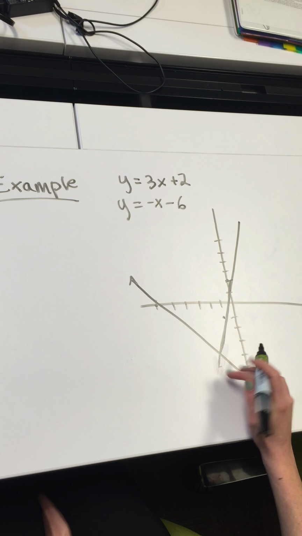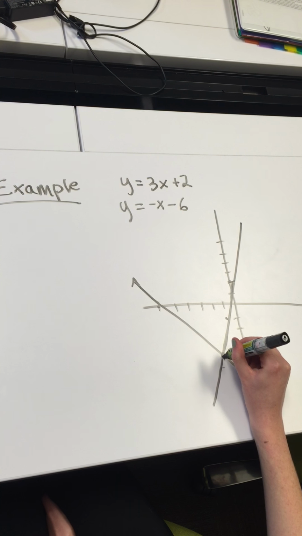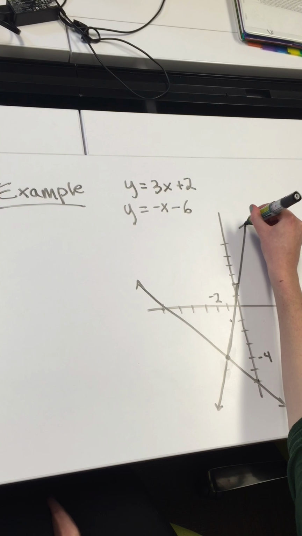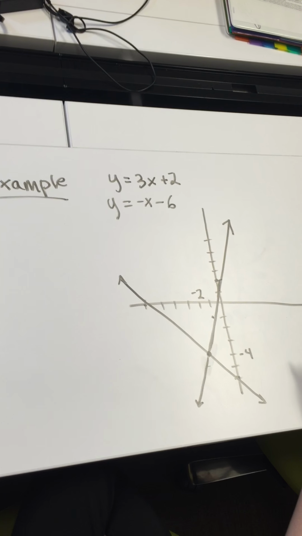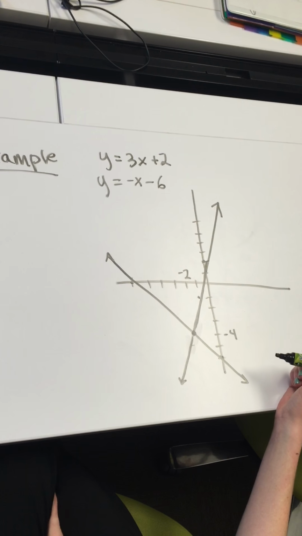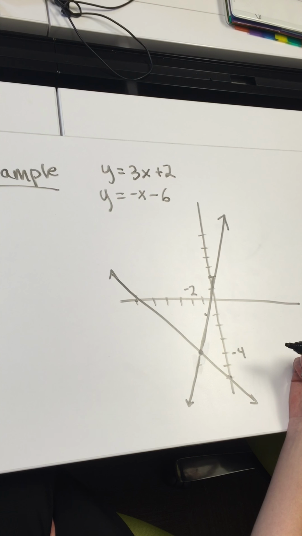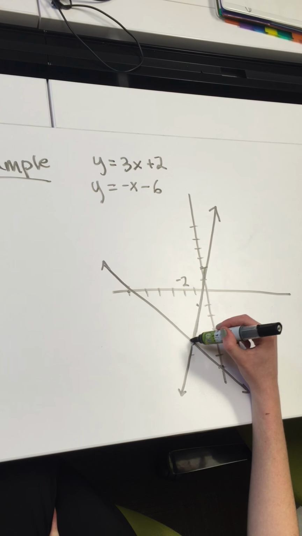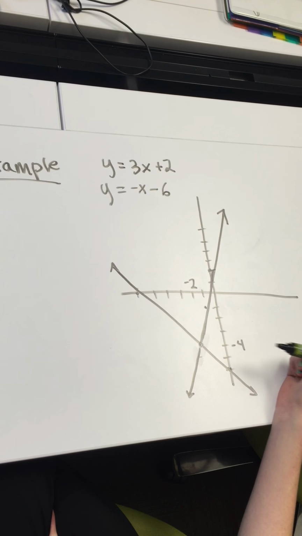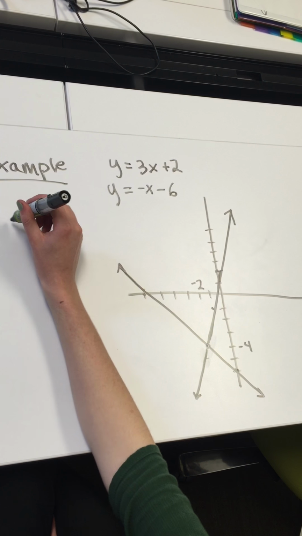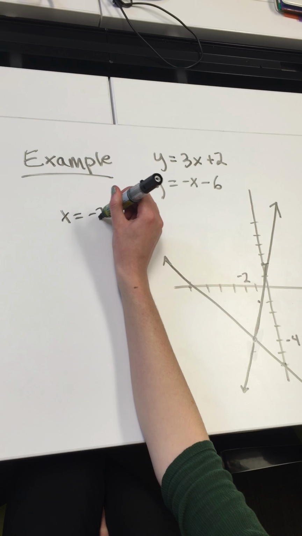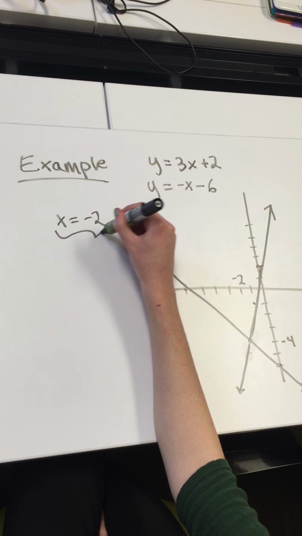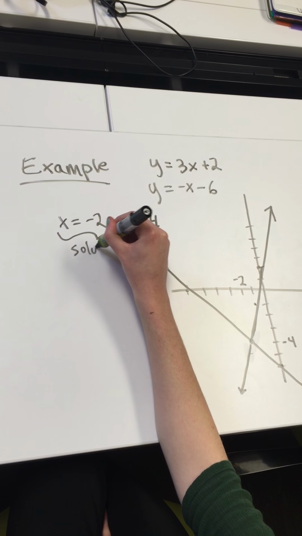So then we see that these two lines intersect at the point (-2, -4). And if you remember, all this is saying is that finding a solution to the system of equations is going to mean that we're finding a point that satisfies both lines. So this will be the intersection. So we have the point x equals -2 and y equals -4. So this is going to be our solution to both equations.